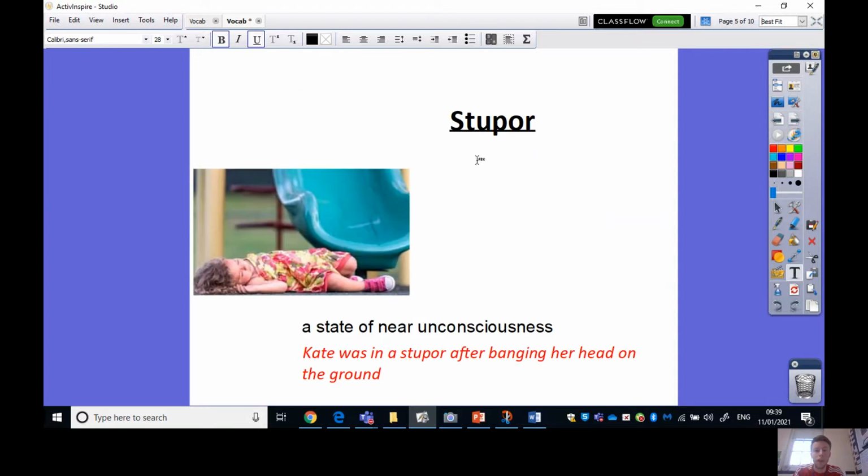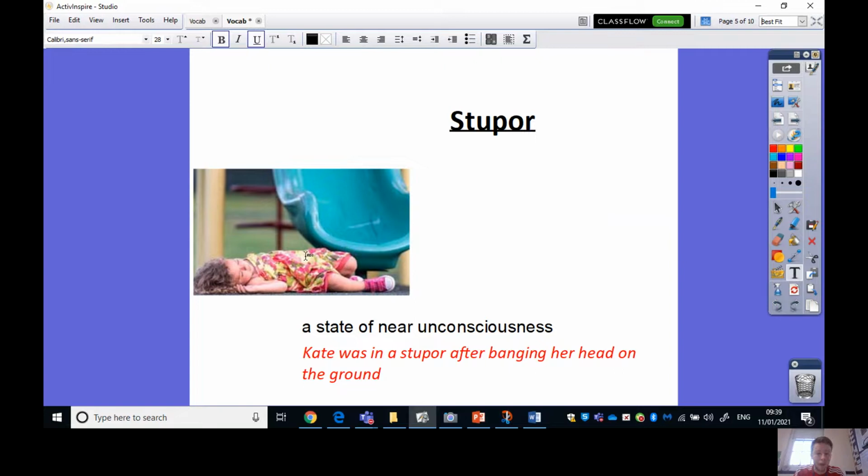And our next word is stupor. My turn, stupor. Your turn? Excellent. Now this is definitely a new word for most of you. Stupor means a state of near unconsciousness. So I'll read it out in a sentence for you. Kate was in a stupor after banging her head on the ground.